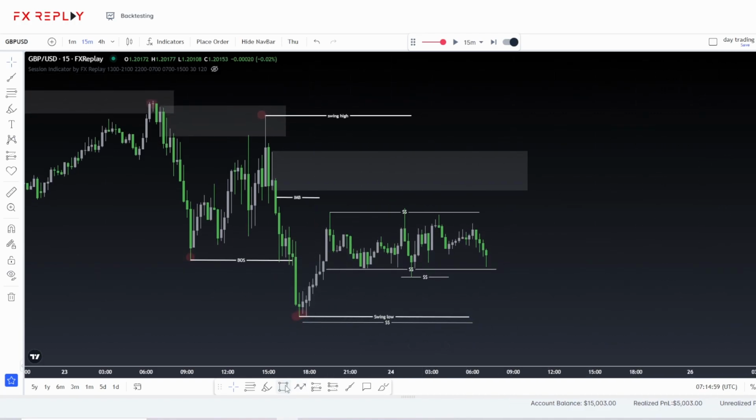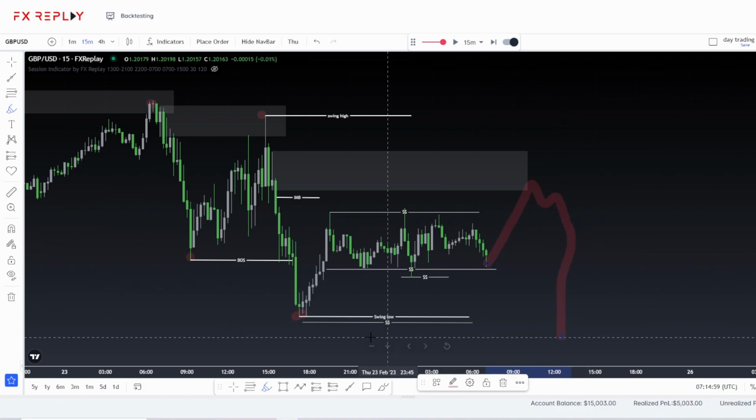Now we can expect price to potentially sweep the upside first, tapping into our POI, getting a lower time frame confirmation, entering a trade, and taking out the low. Okay?